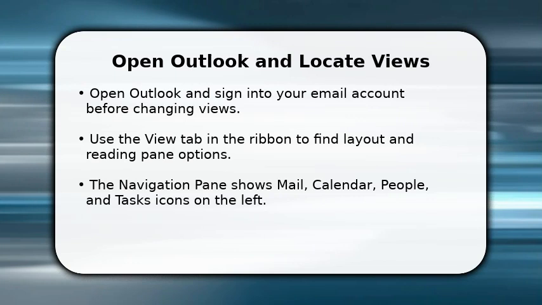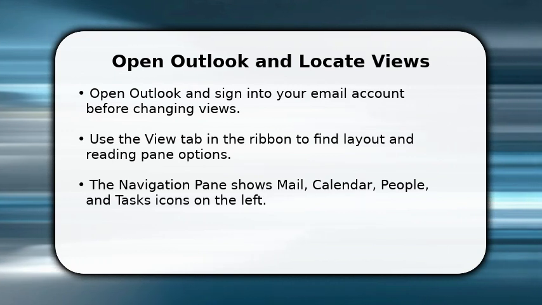Open Outlook and sign into your email account before changing views. Look at the top ribbon and find the View tab command group. Click the View tab to reveal layout, arrangement, and reading pane options.